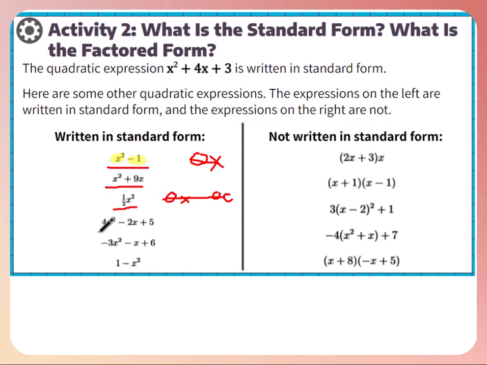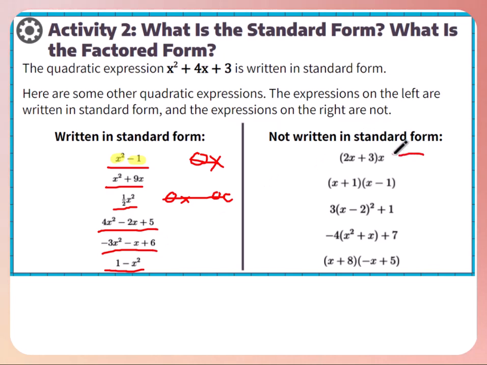Okay, this is a quadratic equation because it has a squared term, a linear term, and a constant. So if you have all three, we typically write them with the squared term first, linear term next, and the constant last. But they don't have to be in order to be in standard form. They just have to have a squared term. This one has all three, and this one we have the x squared last. These are not in standard form.